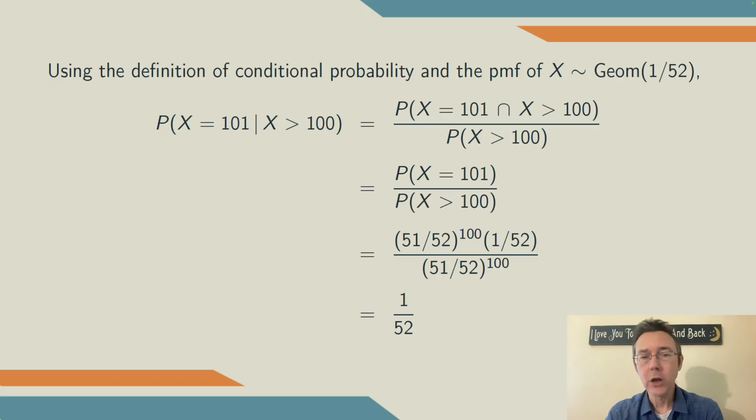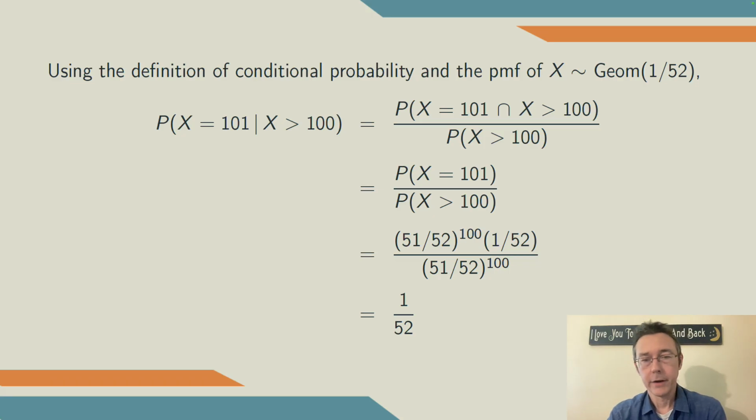The second line is just noting that the probability of x equaling 101 and being greater than 100 is exactly just the probability that x is 101. The fact that x is greater than 100 here isn't adding any new information. The third line here is just using the probability mass function of the geometric distribution with parameter p equals 1 over 52. On the top part of that fraction, we have the probability that x is exactly 101, which is the situation where you have 100 failures, probability 51 over 52, followed by a single success, probability 1 over 52.